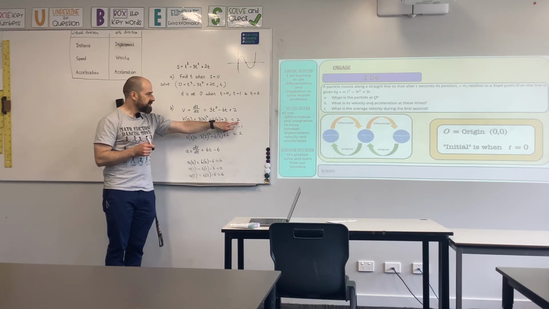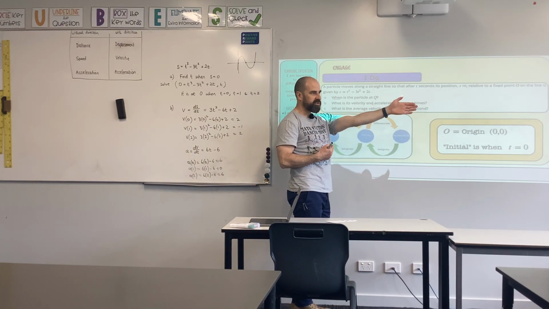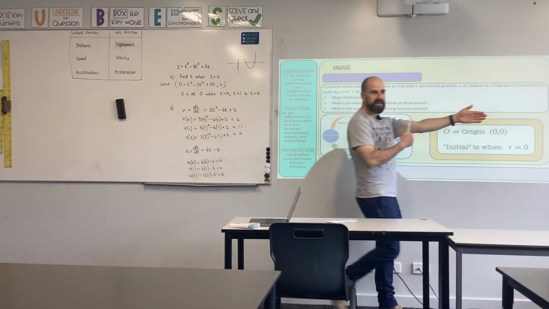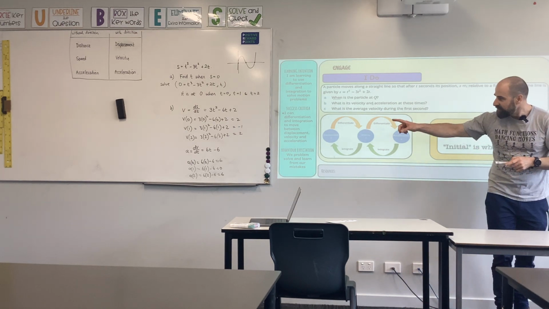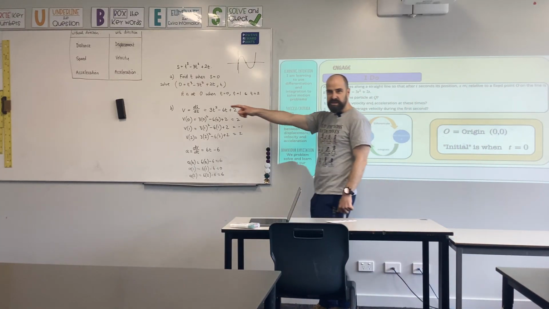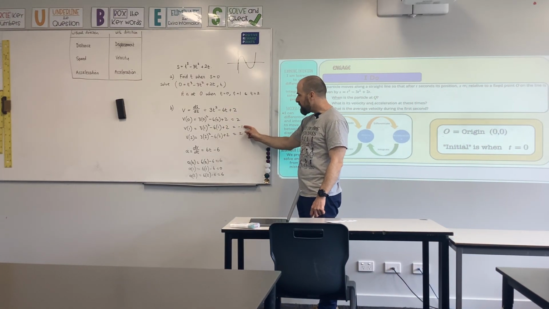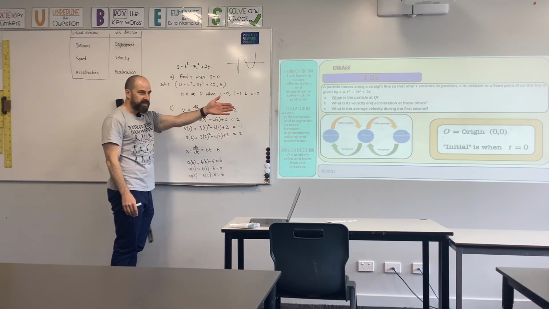So my speed is positive at the start. So if this was our origin, and we call that the positive direction, I speed off in this direction. Okay? After 1 second, my speed is negative. My speed's in this direction. My velocity is in this direction. After 2 seconds, my speed is back in that direction. It's back to positive again.